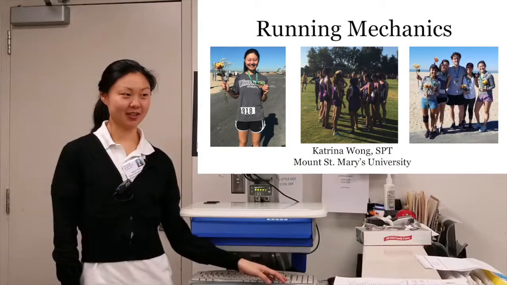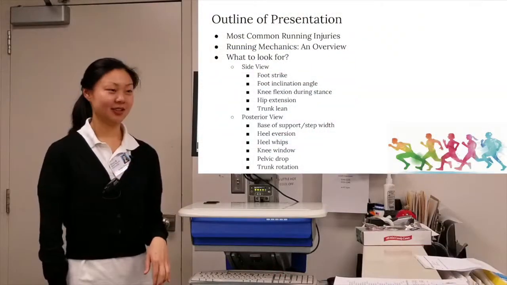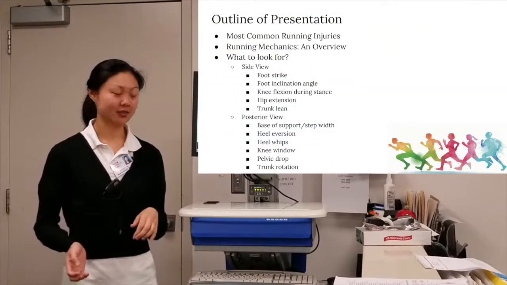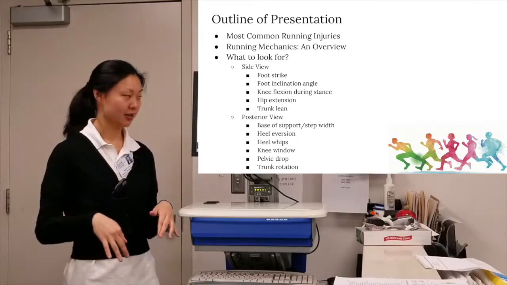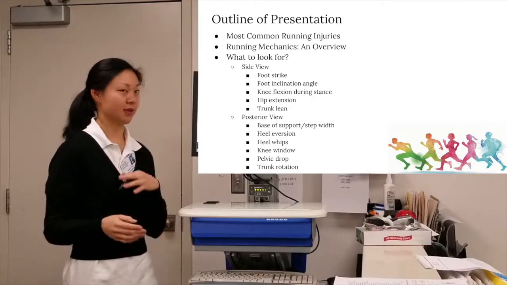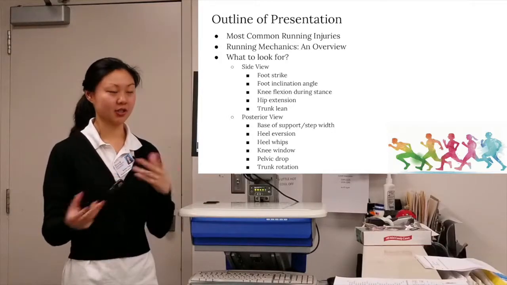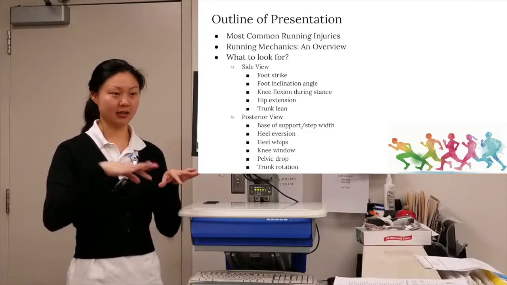So today I'll be talking about proper running mechanics. I'll start off with a brief slide about some common running injuries, an overview about what to look for at each of the joints when you're running, so the pelvis, hip, knee, and ankle, as well as when you're doing a running analysis, when you're looking at someone run, what you want to see from the side view as well as the posterior view.